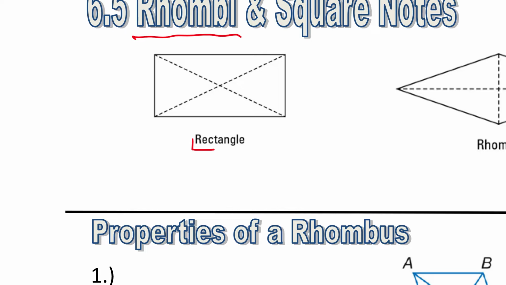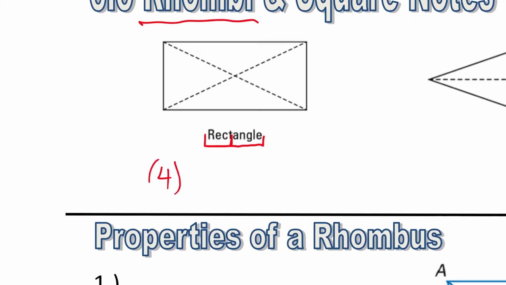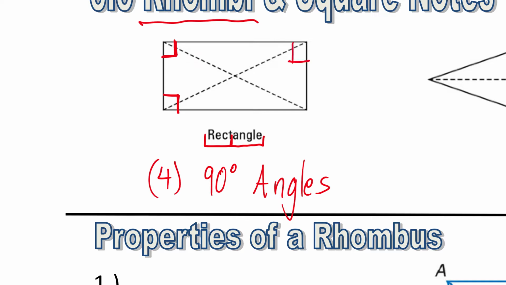Okay, good. Remember the word rectangle. It's rect and angle. The angles are right. Angles are made right. So a rectangle is a rectangle because it has 4 90-degree angles. That's what makes a rectangle. All the angles are 90 degrees.